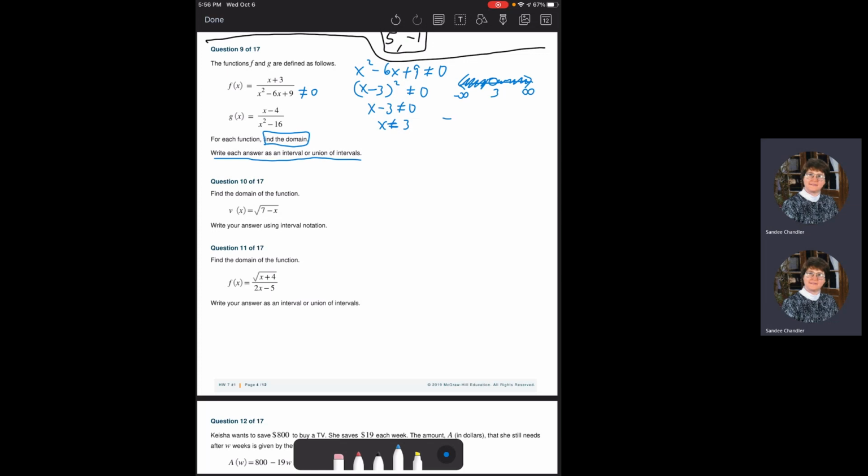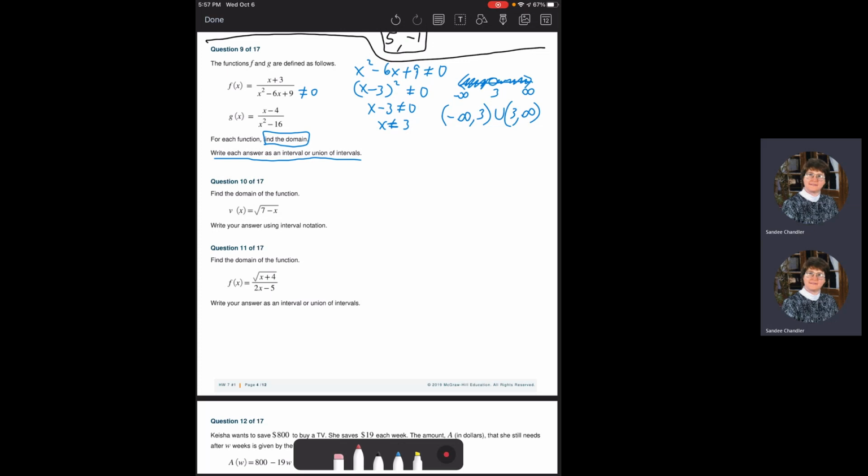So we have negative infinity to 3, union 3 to infinity. Let me make this look more like a parenthesis. There we go. That's the first piece.